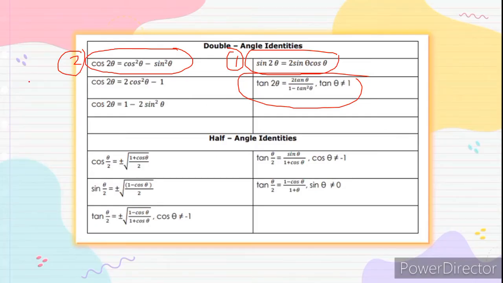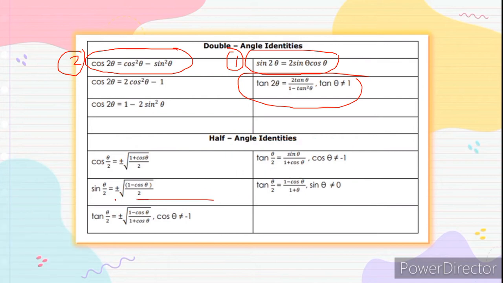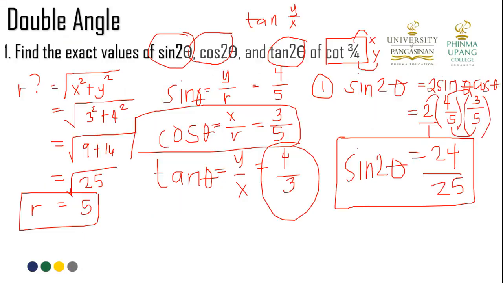We have tan is sine all over, ito na lang gamitin natin. Itong tatlo na to ang gagamitin natin. So 1, 2, 3, 4, 5. So we're going to use number 5, tan theta over 2 is plus minus square root of 1 minus cos theta all over 1 plus cos theta.